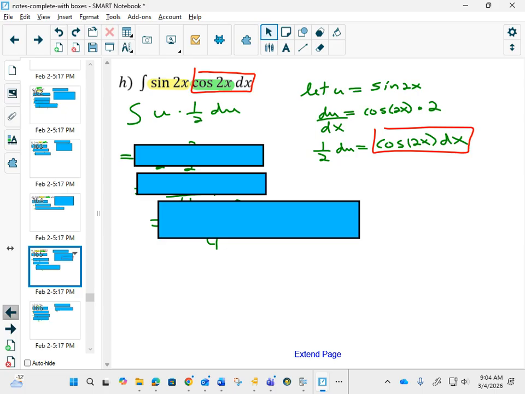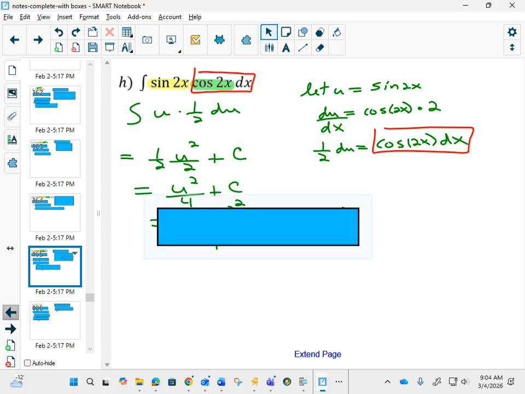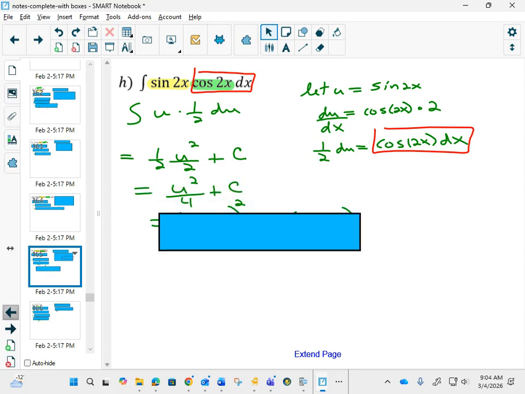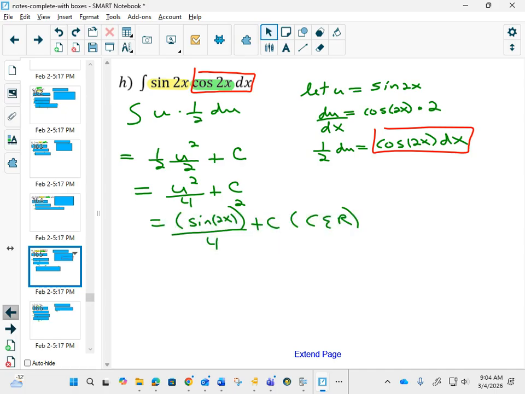But if I have that extra half in there, that really doesn't make things too hard. How do we do a simple integral? Well, that half would stay out in front. We'd add 1 to the exponent and divide. So you would get u squared over 4 plus c. And now I substitute back. And my first answer that I get for this question is sine 2x squared. Could have put the squared in between the sine and the 2x if I wanted. Over 4 plus c.